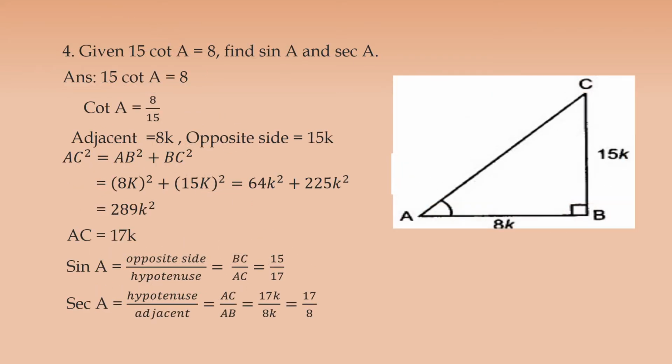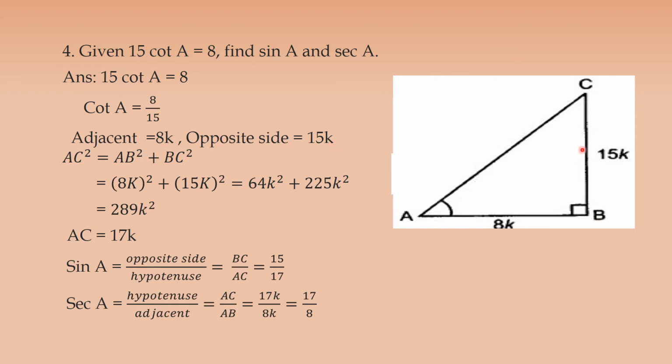Question number 4. 15 cot A is equal to 8. Find sin A and cosec A. We are given the value 15 cot A is equal to 8. From this we can say cot A is equal to 8 by 15. Cot A is a ratio which is adjacent side by opposite side. Therefore, we can take adjacent side as 8k and opposite side as 15k.